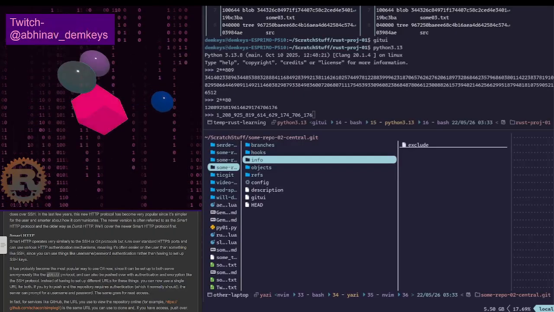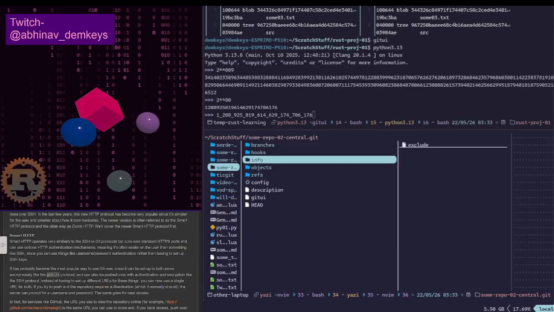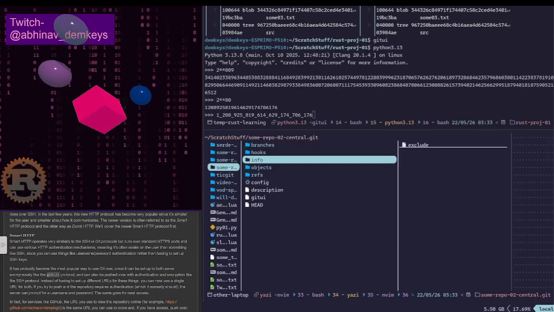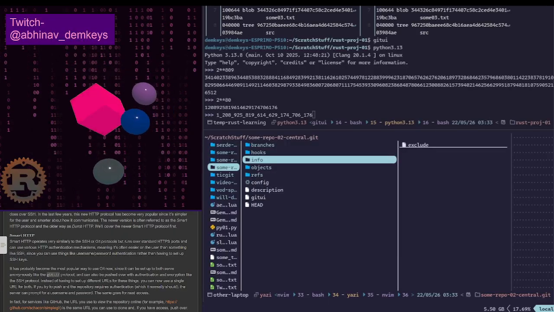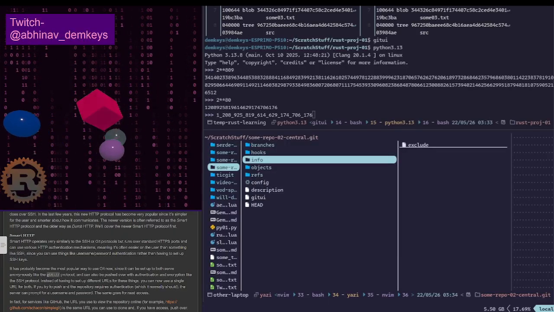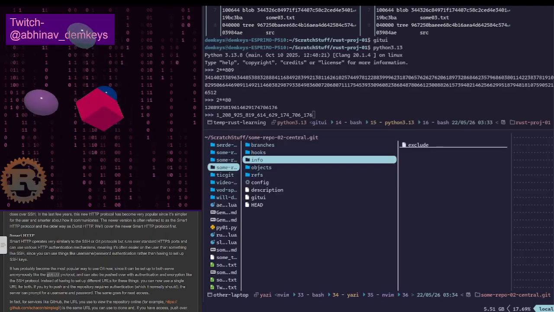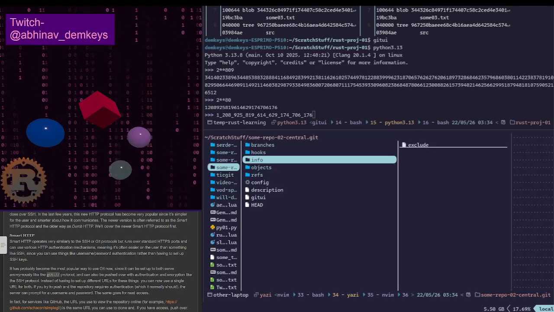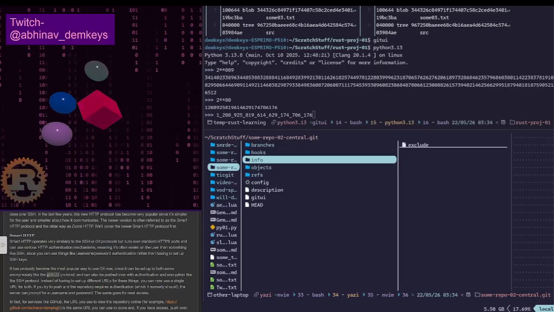I was wondering why we are adding dot git to it. Why is that a necessity? Or actually, maybe it's not a necessity. Maybe it's just a naming convention. I don't know. I'll have to check if something happens if I don't add dot git at the end of the name.